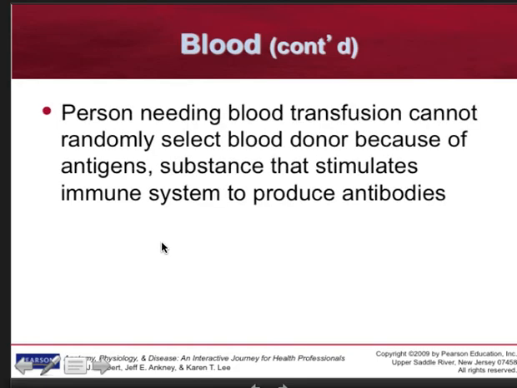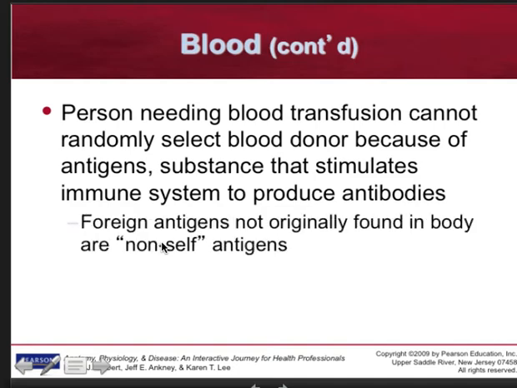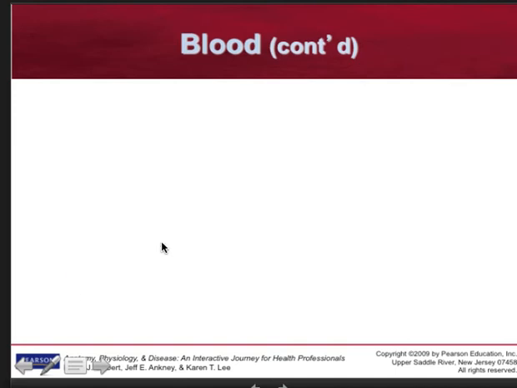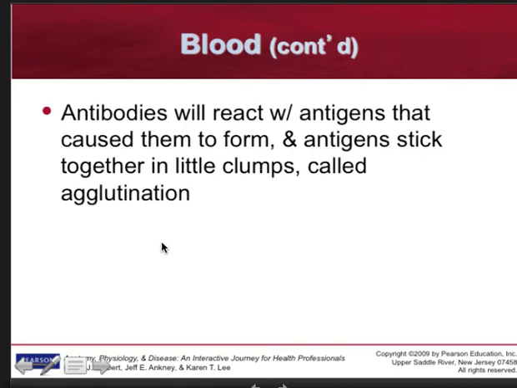A person needing a blood transfusion can't randomly select anyone off the street as a blood donor because of incompatibility with the antigens on the surfaces of the red blood cells. And so what we have to do is we have to type the blood in order to figure out whether or not you could accept blood from that particular donor. And the way we do that is through the use of blood typing kits that use antigen antibody reactions that cause the red blood cells to clump. And this is a process called agglutination.